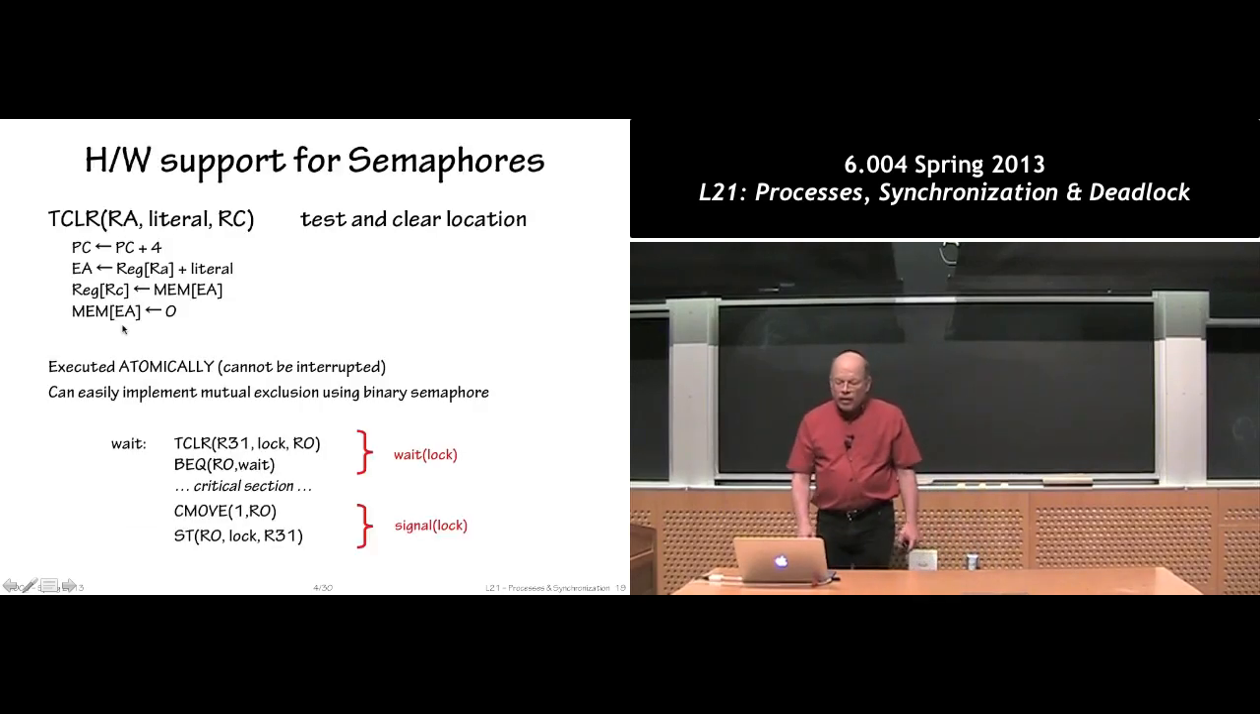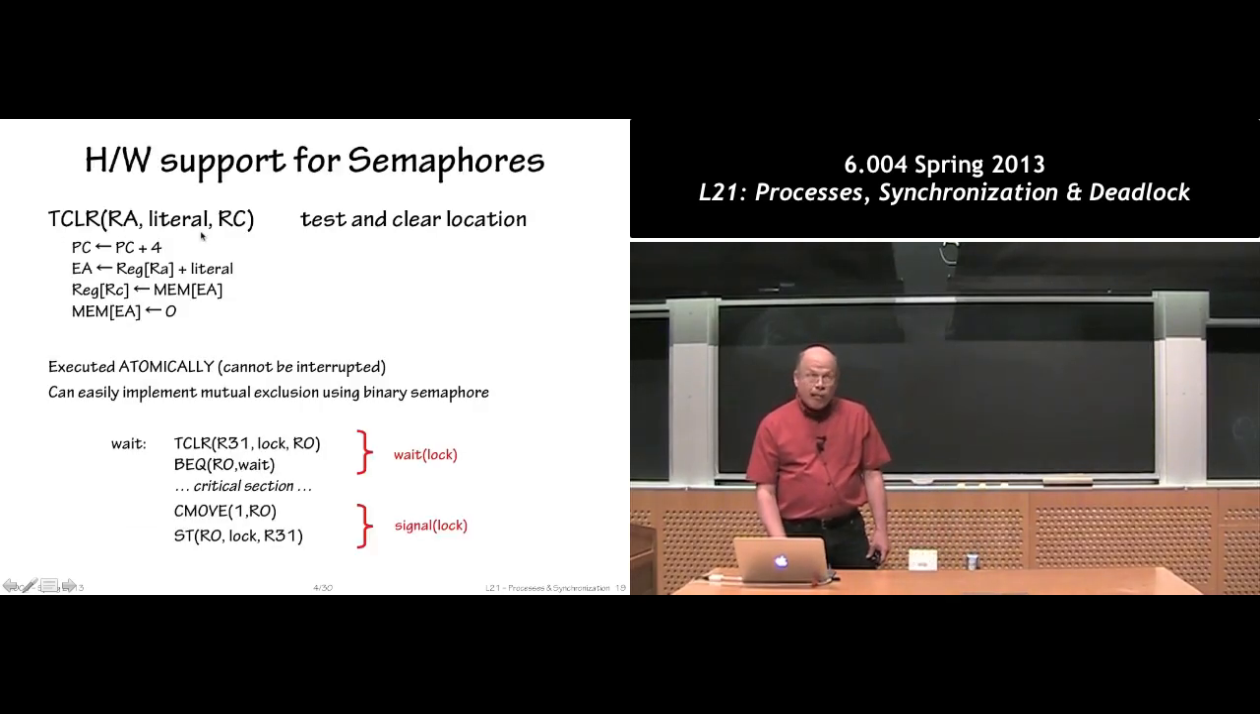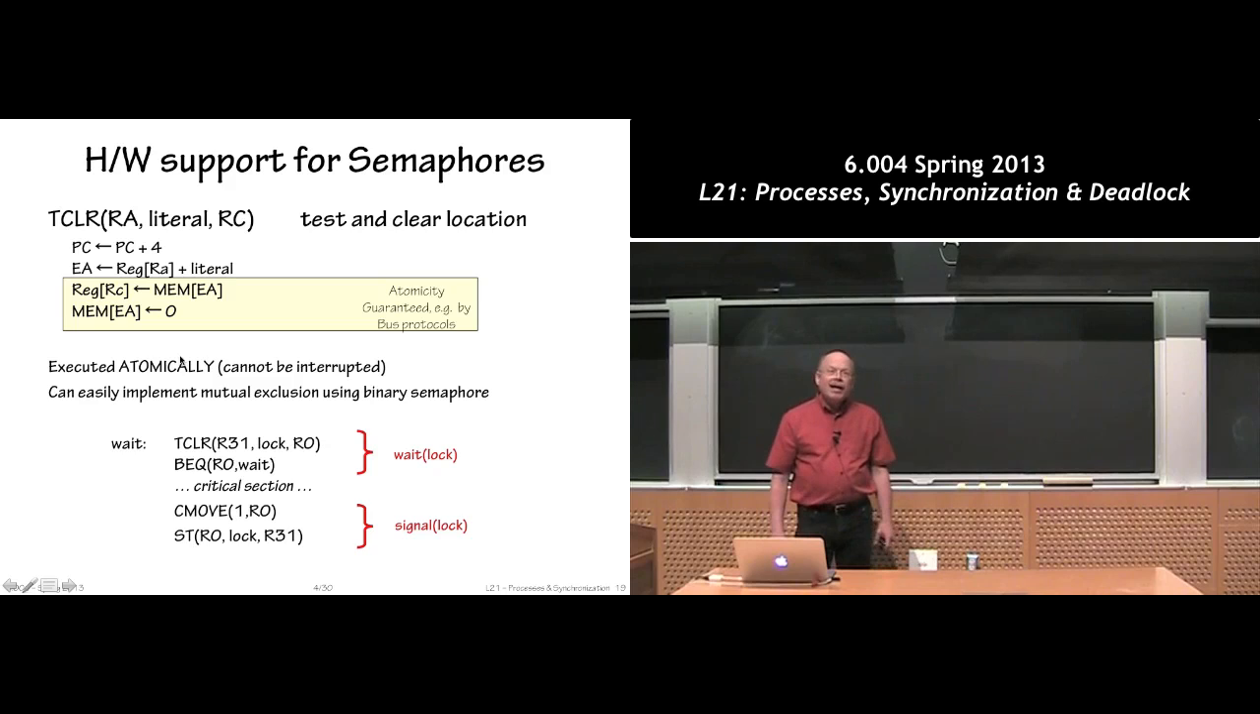Okay. Another way, and this is actually the instruction you implemented in quiz 3, the test and clear, where the atomic piece of the operation you can see down here, which is basically I get back the old contents of the memory location and I set it to 0. And that turns out to be enough to be able to implement a very simple binary semaphore.